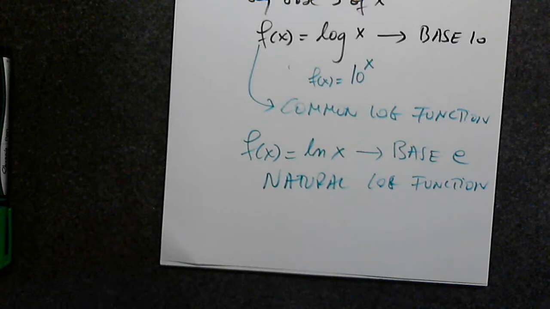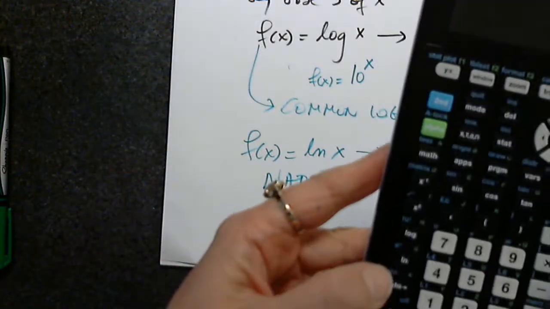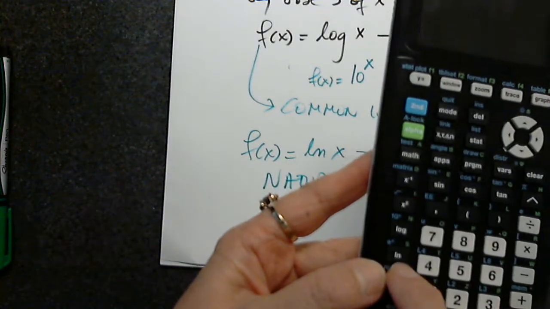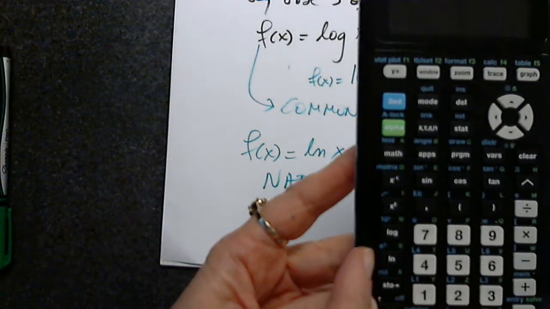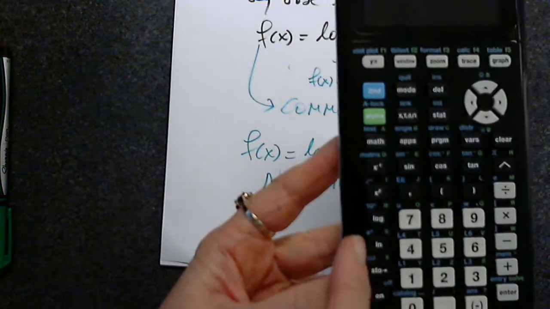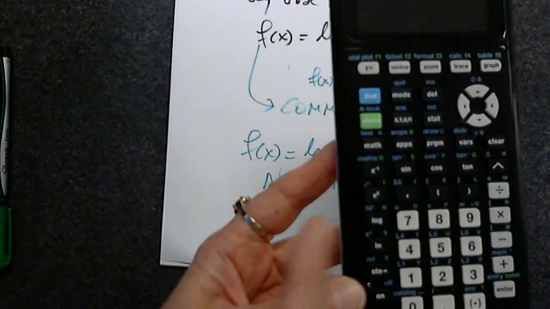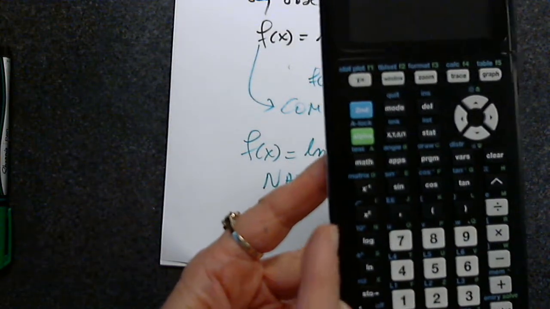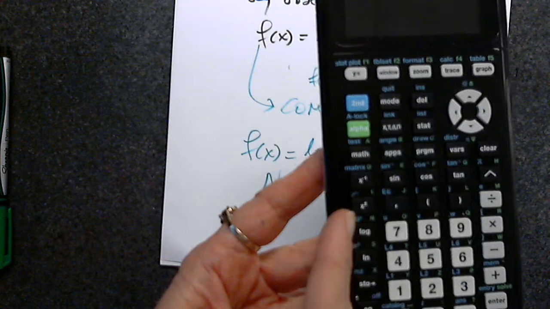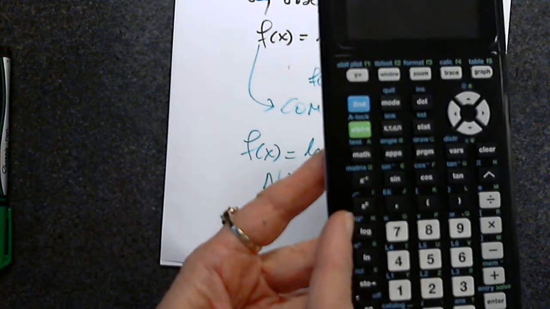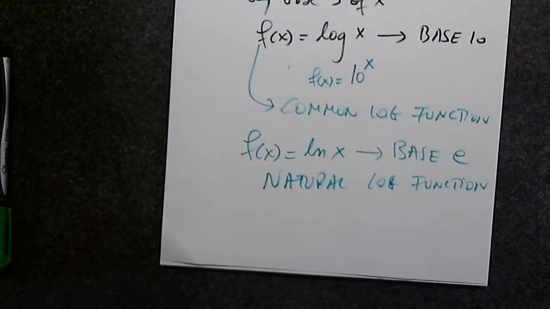Look at it. So important. And it has its special key. It's right here. It's ln. And it shares the key with e to the x. So that's why these two have the same base, right? 10 to the x and log are on the same key. Perfect. Okay.